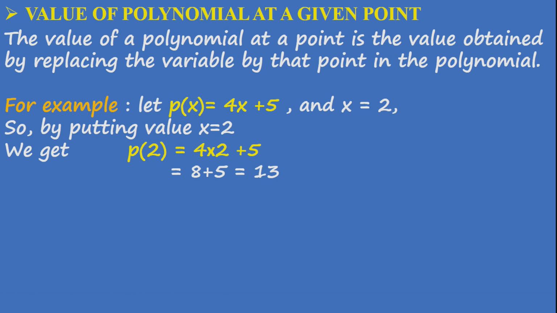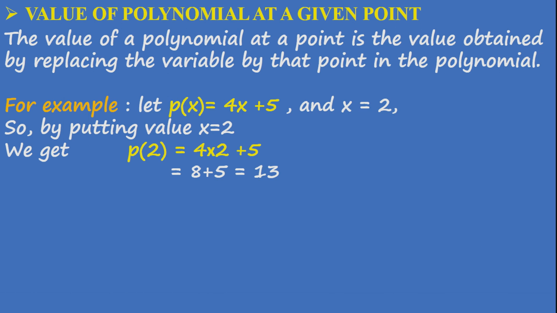Let f(x) = 4x + 5, and we have to find the value of this polynomial, and the value of x is also given there, that is 2. So what we do is put the value 2 in the given polynomial in place of x. It means 4 × 2 + 5. 4 × 2 is 8, plus 5, that is equal to 13. So this is the value of the polynomial.